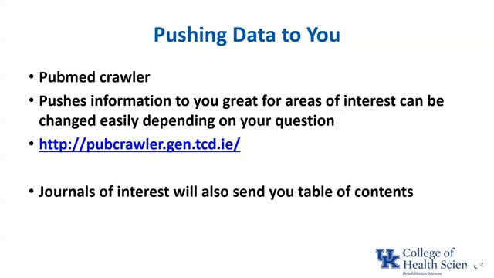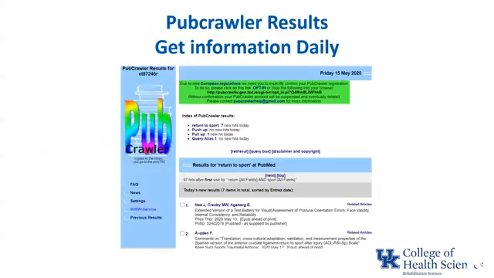If you find that a lot of your relevant articles come from a particular journal, a journal of interest will also send you a table of contents monthly, or however often it comes out, and that can be something for you to review. It takes you a minute to see if there's anything relevant.